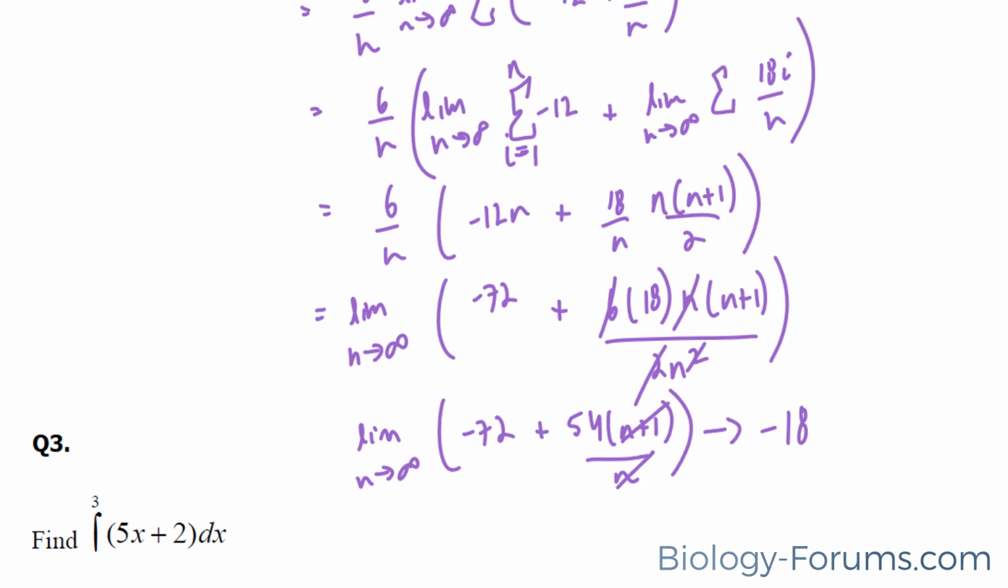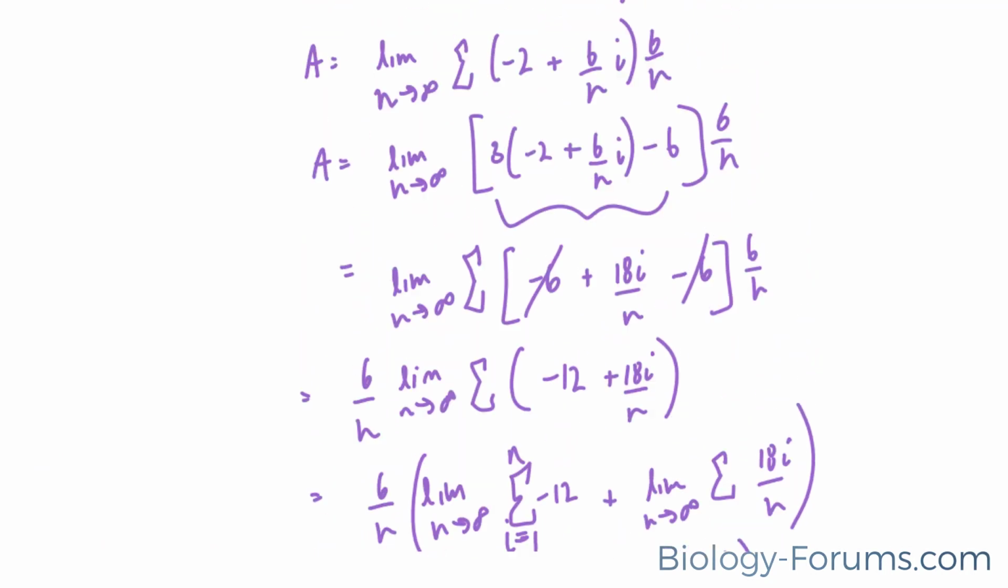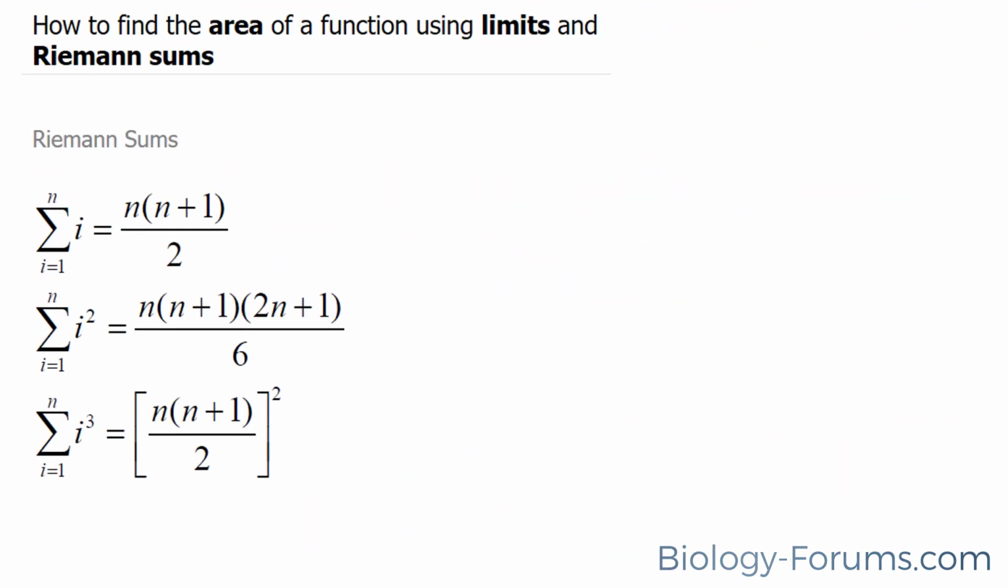So there you have it. Those are two examples on how you can find the area using Riemann sums and limits.